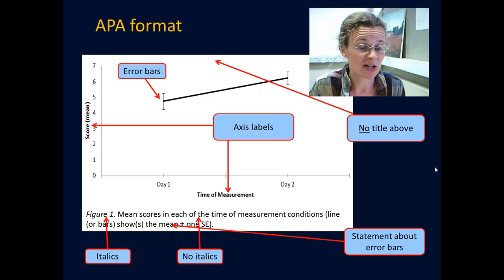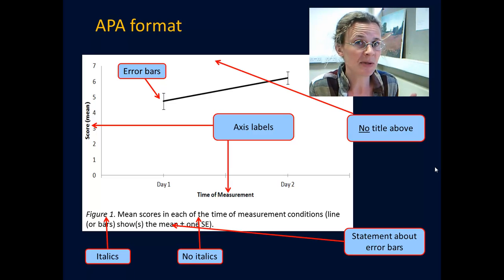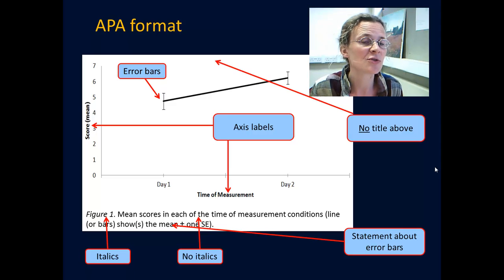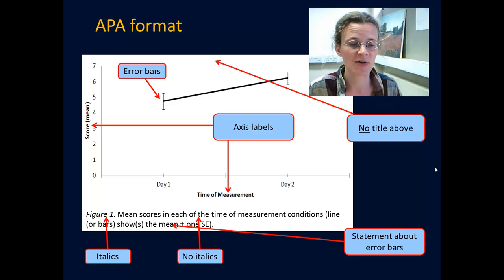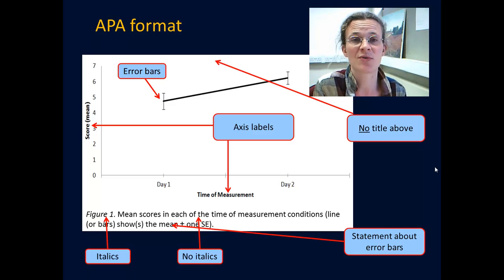So many of you actually got marks taken off because things were missing. For example, the title was missing, or it didn't say what the error bars stood for, or the figure title was above, or you called it a graph or a table. It really has to be specific because of the APA convention. So please do that next time. It's a very easy thing to get right.